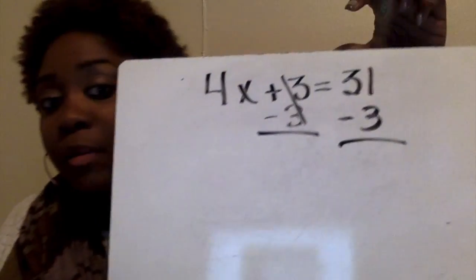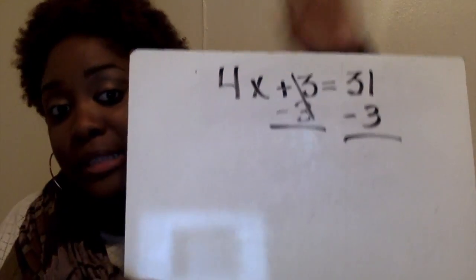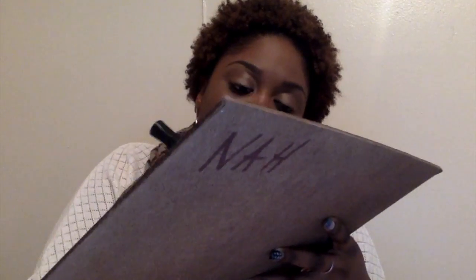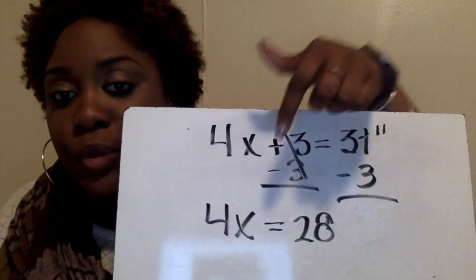And again, I am also subtracting from the other side of the equal sign. So that leaves me with 4x minus 28 equals 28. Now I have 4x equals 28.